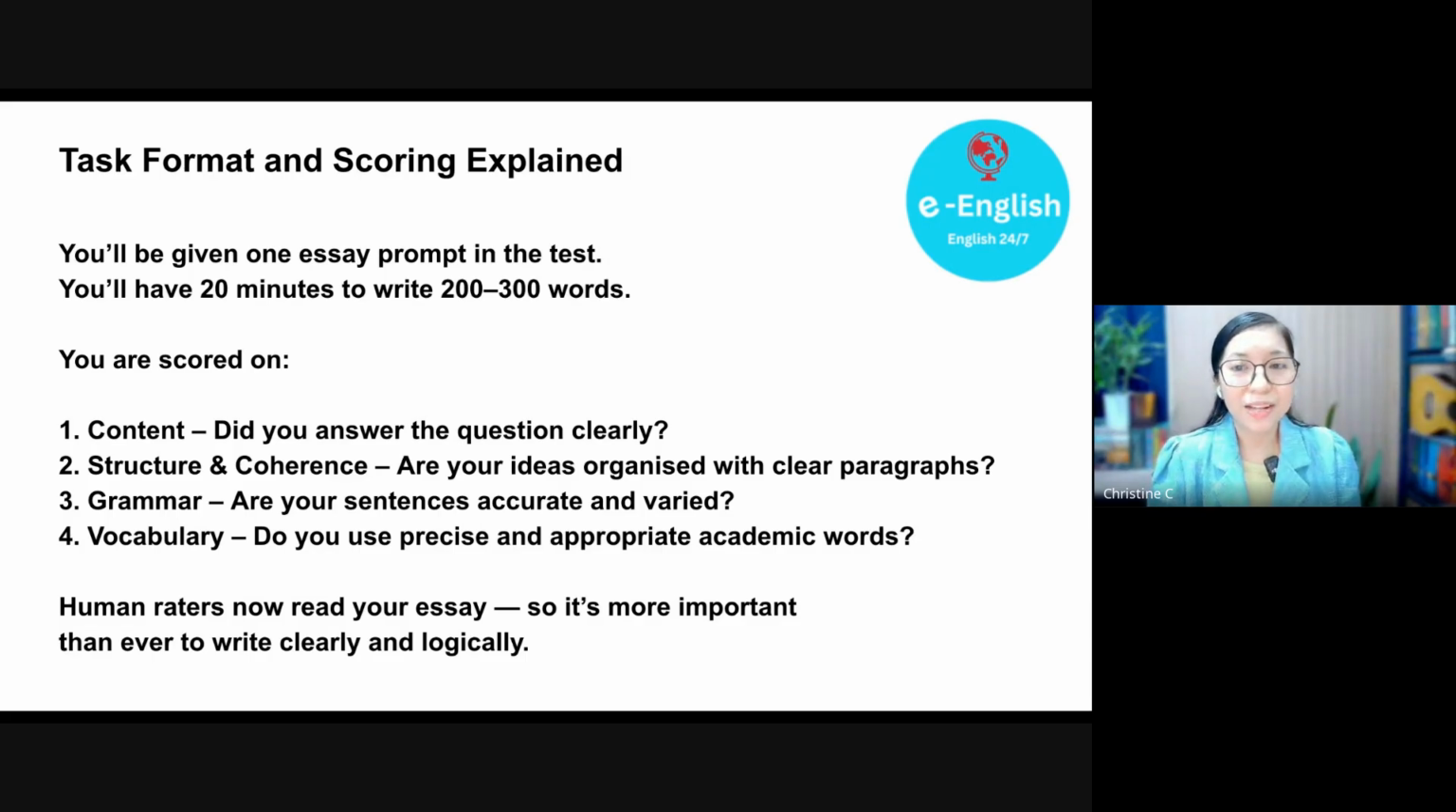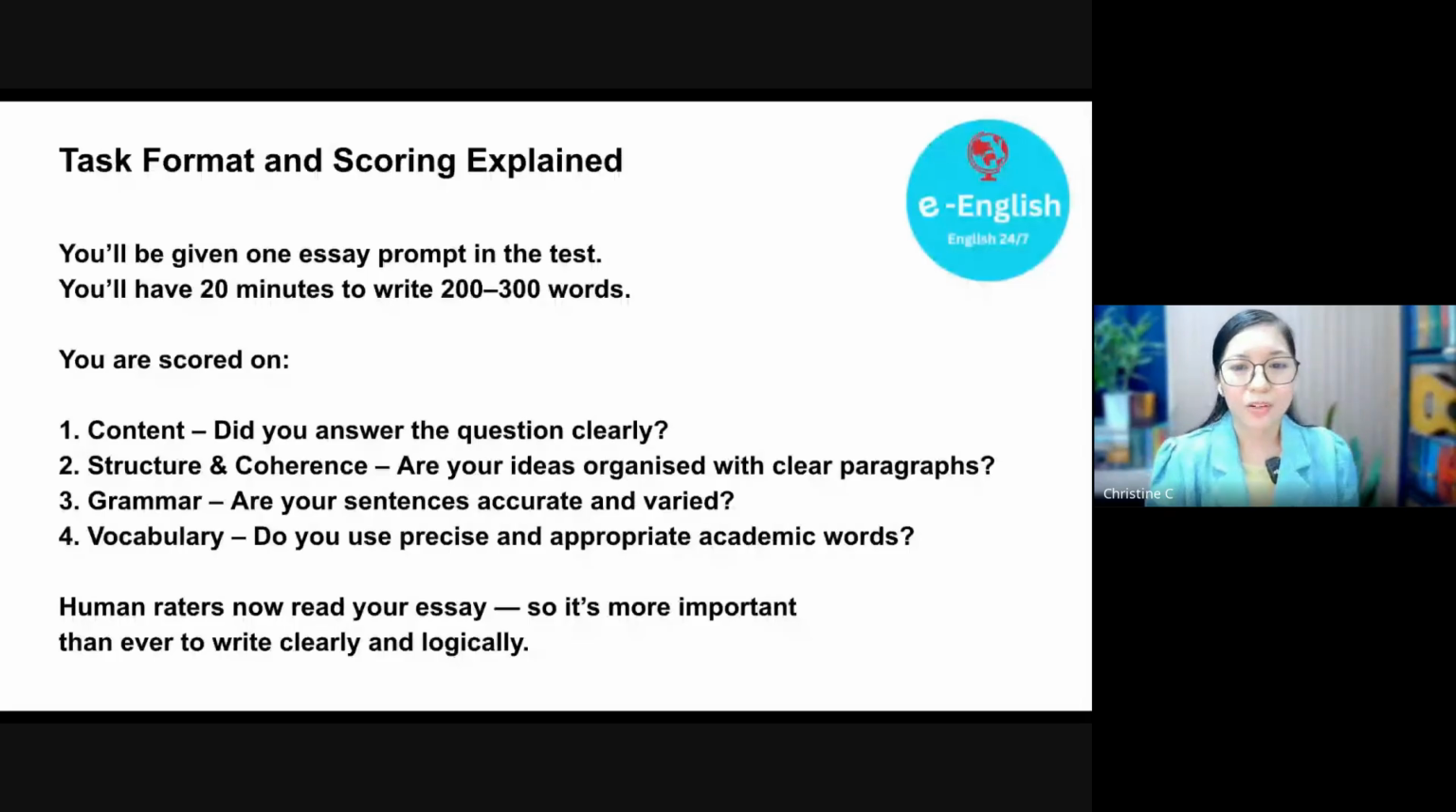When taking the PTE, we're looking at the following to help guide you. These are really important, useful guidelines for you. In the write essay task, you'll be given one essay prompt. In the test, you'll have 20 minutes to write between 200 and 300 words.